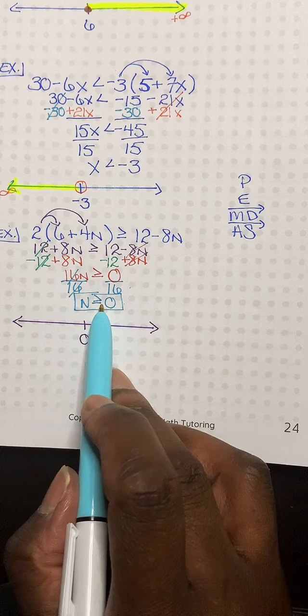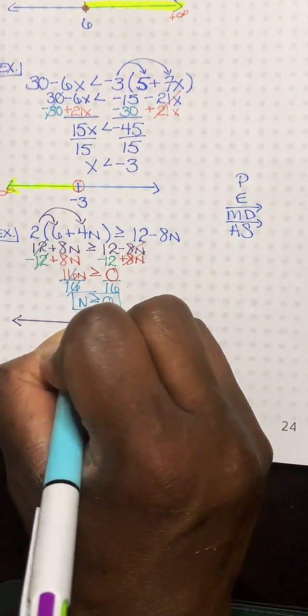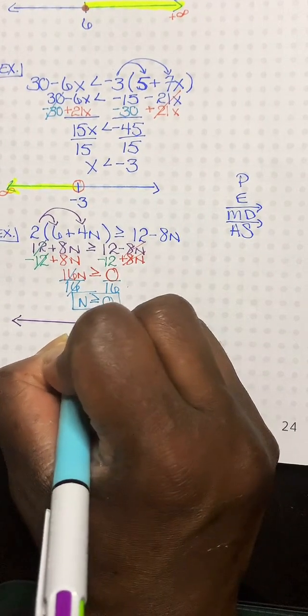So if there's a line underneath, it's going to be a dot. It's going to be a closed dot. I don't want to say a closed circle because that's just... Really?